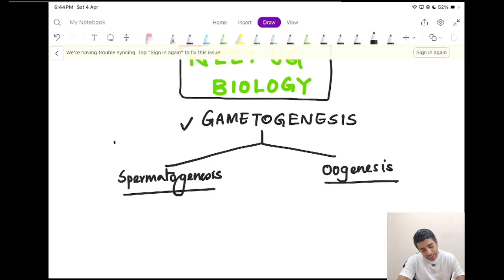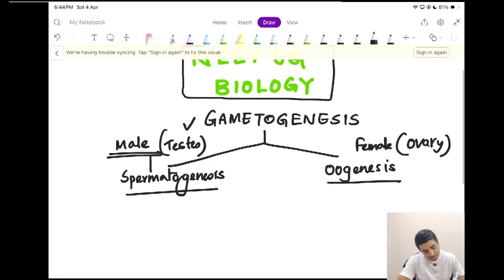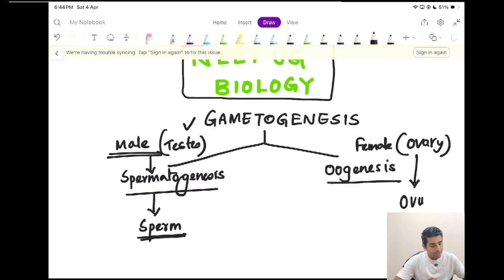Now in case of male, the male organ is testis, and in female that organ is ovary. Now from male testis, through the process of spermatogenesis, it will produce sperm. So in male, production of the sperm is the process called spermatogenesis. In ovary, production of the ovum from the ovary is the process called oogenesis. So in this video, I will talk more about spermatogenesis and how it happens.